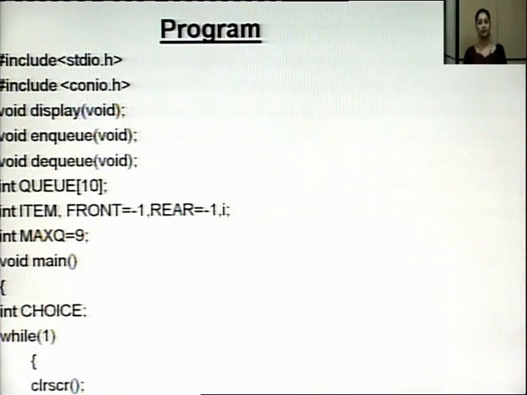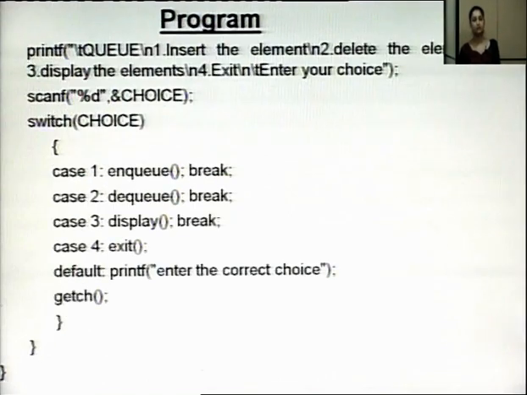Here int q[10], this is an array q of size 10, then int front is equal to -1, rear is equal to -1, then int maximum is equal to 9. These are the variables that I have initialized and declared here. After that, in the main program where I start my program, I declare a variable choice. I want to repeat this program until it ends, and clrscr clears the screen.